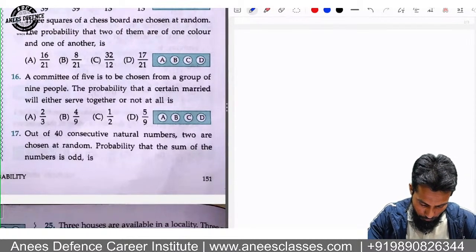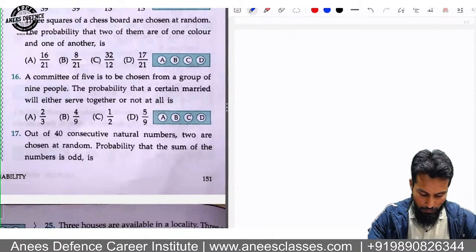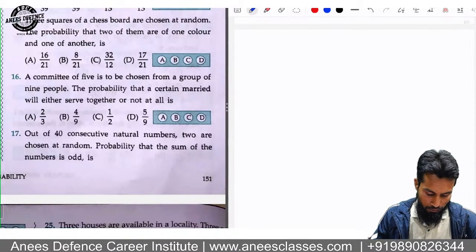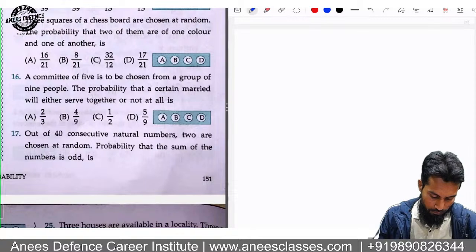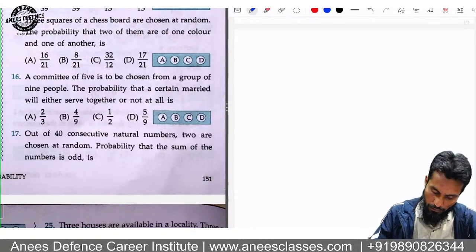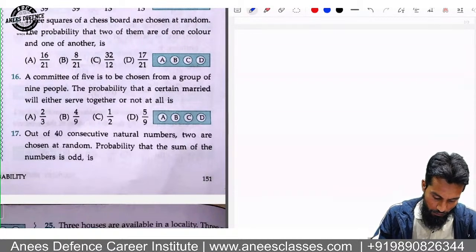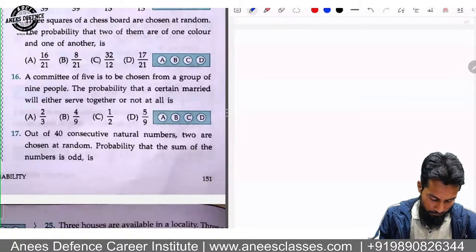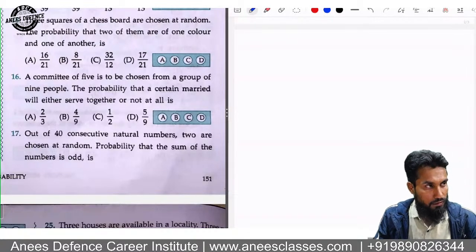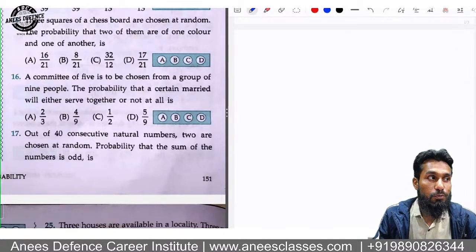Three squares of a chessboard are chosen at random. The probability that two of them are of one color and one of another. Okay, now you have to choose three squares of a chessboard. The probability that two of them are of one color and one of another. How will you solve it? 64. Out of 64, that is the sample space. Fine. Next, you have to select two of them of one color and one of the other. It means either two should be black and one white.